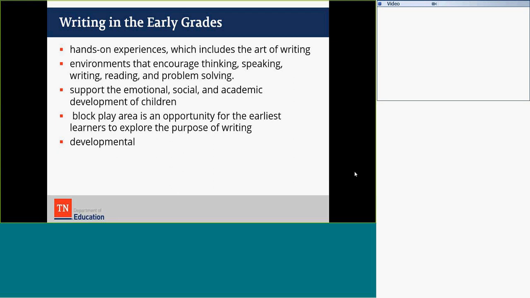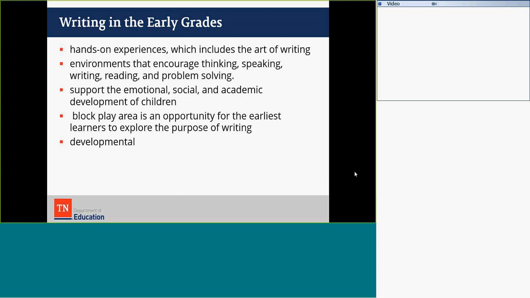begin to mimic or look around and see what's around them, and they begin to really engage with what they see in the classroom and what they're experiencing, what those experiences are. And so as that is occurring, then the emotional, social, and academic development of children is really at the center.